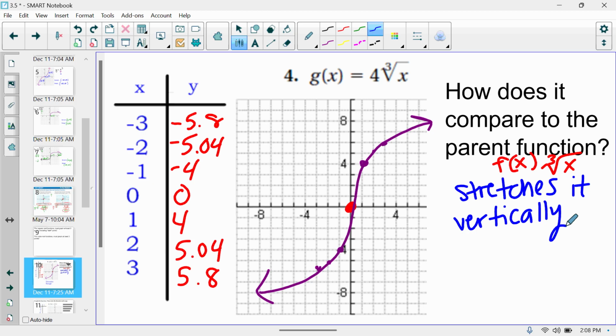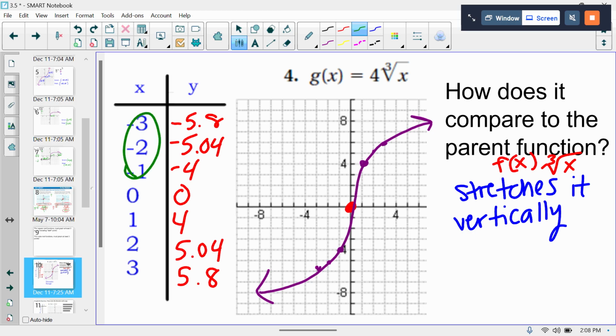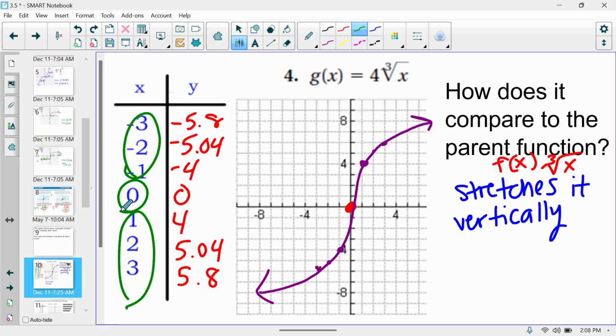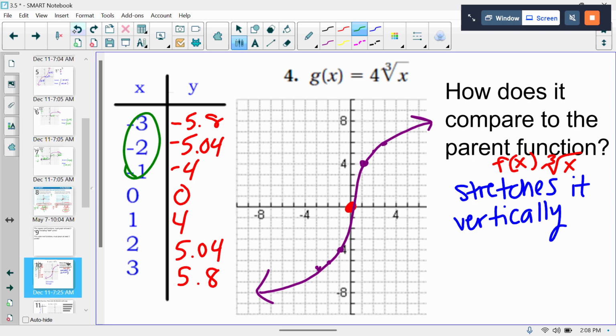Okay, and then we're going to do domain and range. So for a cube root function, the domain and range are both going to be all real numbers. Look at your table to help you. See how there's negative x's and positive x's and zeros. Like there's no restrictions. You can have any real number. Same thing with y. There's negatives, there's positives, there's 0, there's no restrictions.